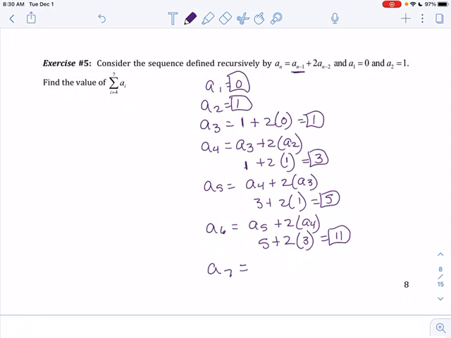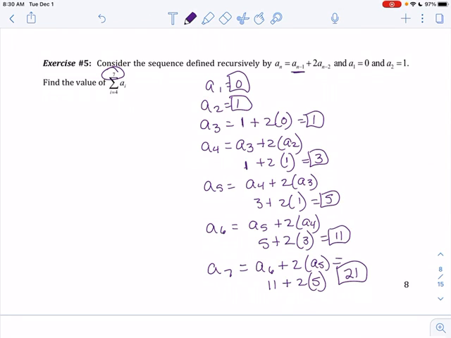And the last one finally, because my last term is 7 right here, is the previous term plus 2 times the previous term before that. Previous term, a sub 6, was 11, and 2 times a sub 5 was 10, so that is 11 plus 10, which is 21. Okay, and now let's look at my summation.